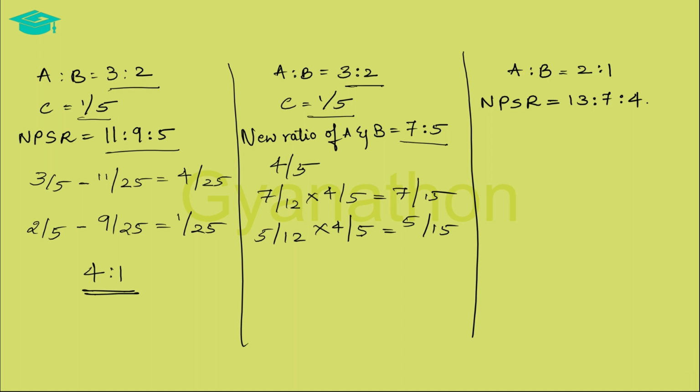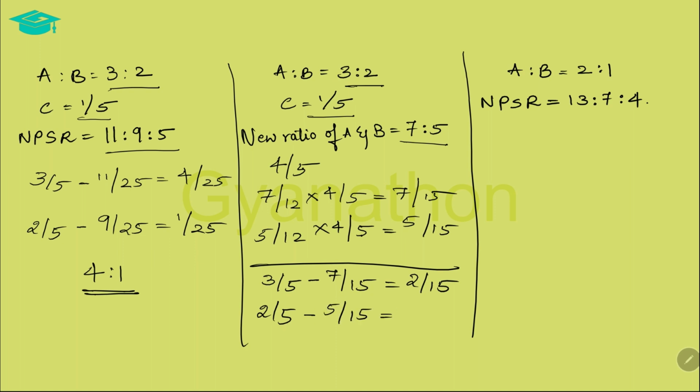So for A, we have the old share of 3 by 5 minus the new share of 7 by 15, that is 2 by 15. And for B, the old share of 2 by 5 minus the new share of 5 by 15, that is 1 by 15. So the sacrifice ratio of A and B is 2:1.